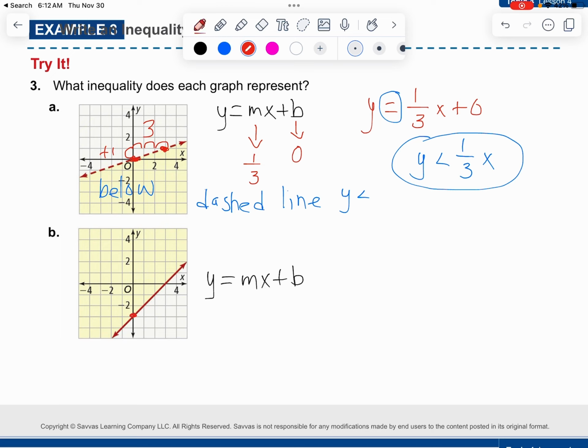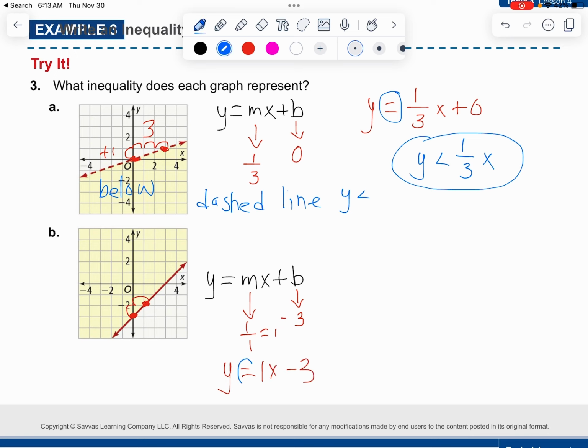We have a y-intercept here of -3. We're then going to find the slope by going from our y-intercept to this point. We rise 1, we go to the right 1. So our slope is 1 over 1, or 1. So our current equation is y equal to 1x minus 3.